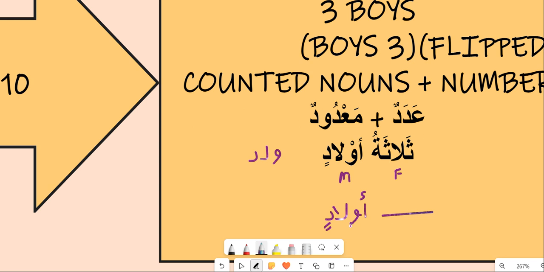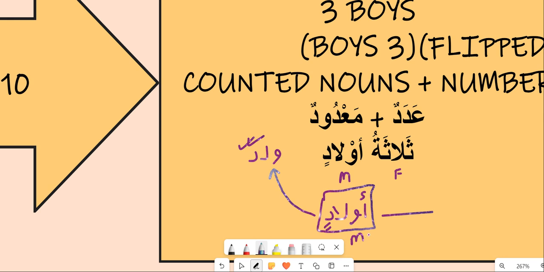Now see the counted noun. Is it male? One thing you have to keep in mind, and this is really very important: whenever you see a plural counted noun, a plural madud, go back to the singular. Check, is it male? Yes, this noun is a male noun. So definitely our madud, the counted noun, is male.